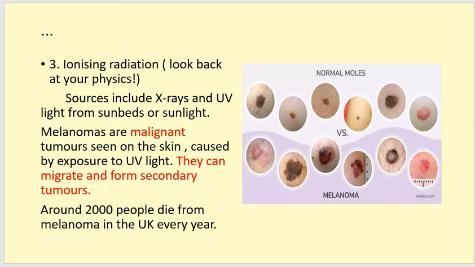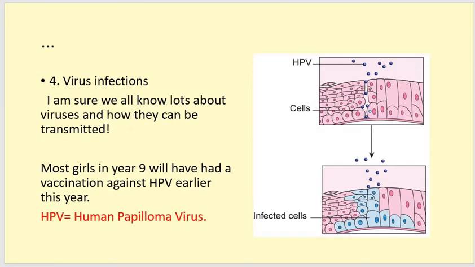Bits of them can break off under the skin where you can't see, they can move around the body, and they can form secondary tumours. And around 2,000 people die from melanoma in the UK every year, which is why we try to remind you to wear sunscreen and a hat and keep out of the sun in the middle of the day. Having even a small mole removed can actually leave quite a large scar, because they always take an excess area around it, because you can't always see all the cancer cells.